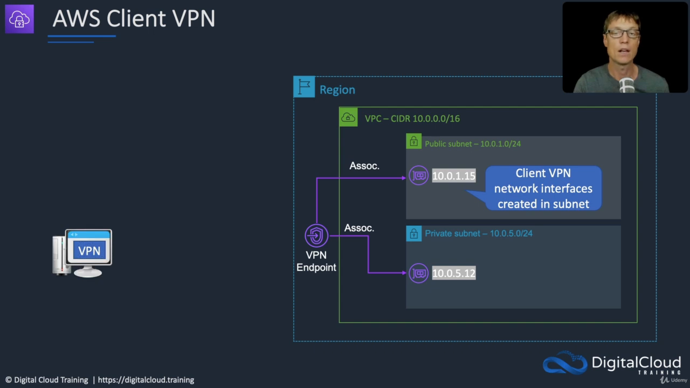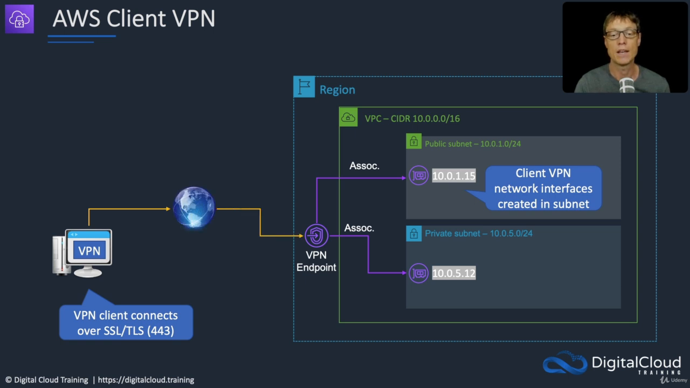We then have the client computer, and that's going to be running some VPN software. The VPN software is not AWS software, so you need to choose one of the available options. There's lots of free options. In the hands-on, in the next lesson, we're going to use OpenVPN. The client software will establish a connection with the VPN endpoint over SSL/TLS, so port 443, and that's going to be via the internet.